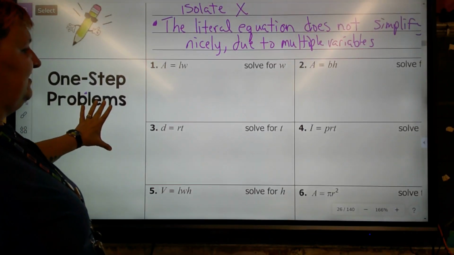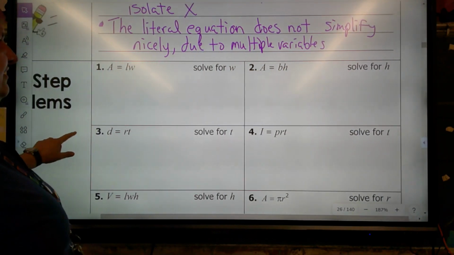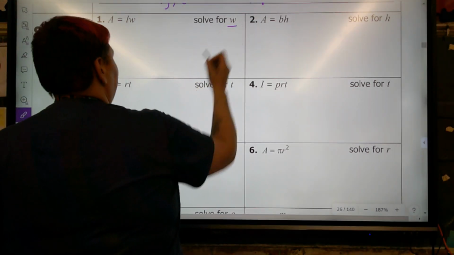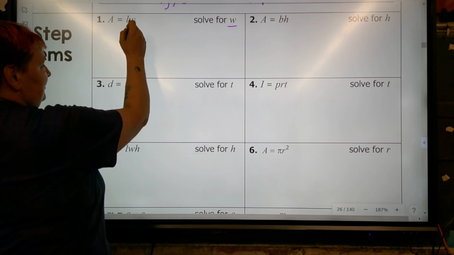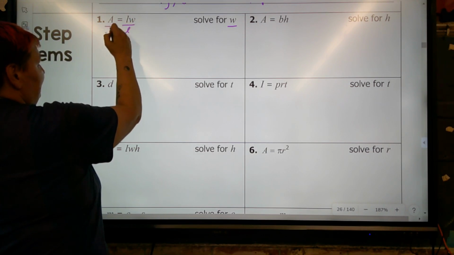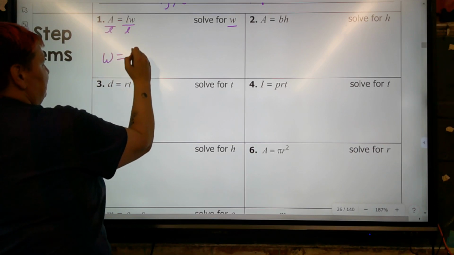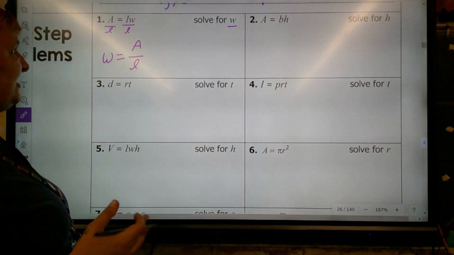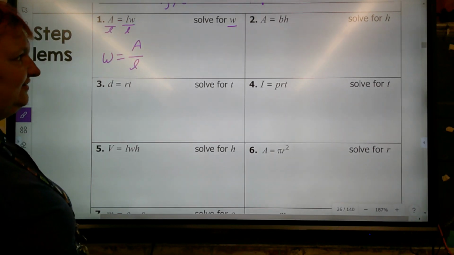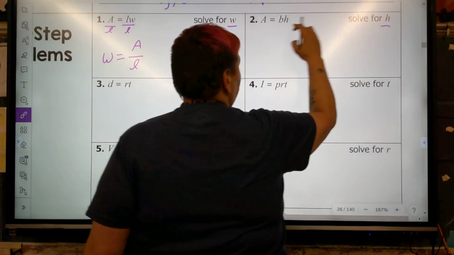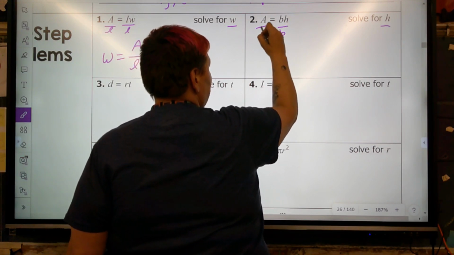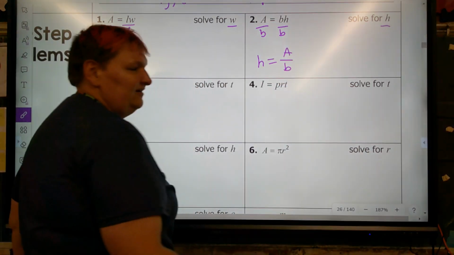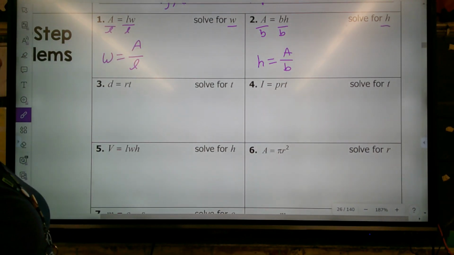Right, so let's practice this a little bit. One-step equations, right? So it tells you, solve for W. This is L times W, so we're going to divide both sides by L. So W is equal to A divided by L. All we did is manipulate it to isolate the W. This one says solve for H. B times H. So let's divide both sides by B. That means H is equal to A divided by B. All we're doing is rearranging.